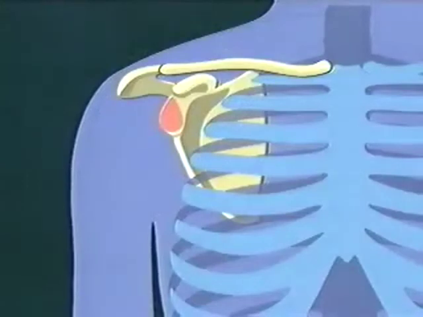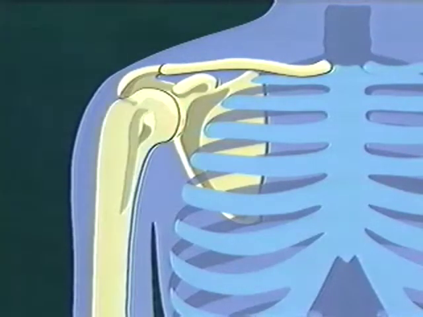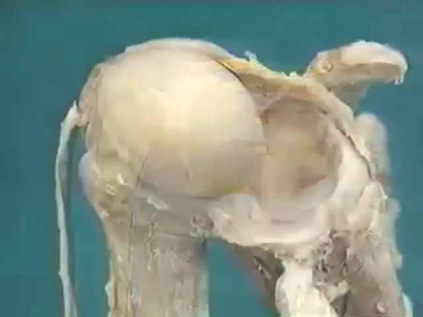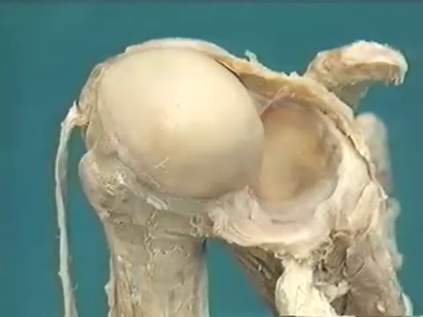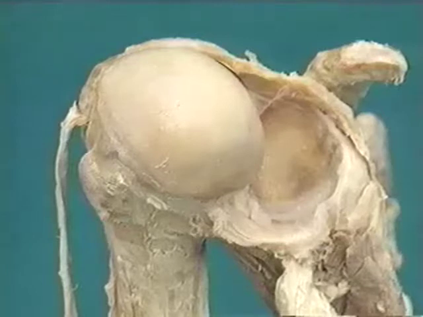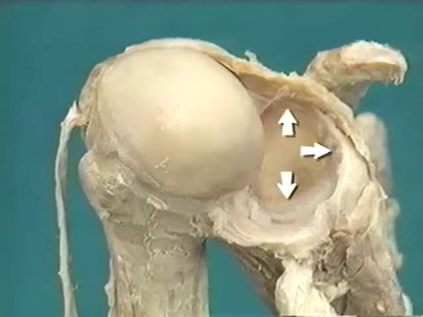The shoulder joint is a synovial joint formed between the pear-shaped glenoid fossa on the scapula and the hemispherical head of the humerus. In life, the fossa is deepened and the articular surface extended by a rim of fibrocartilage known as the glenoid labrum.